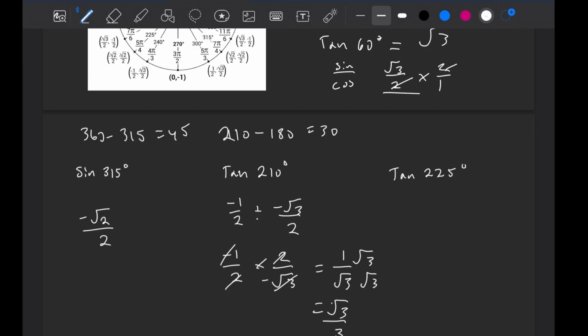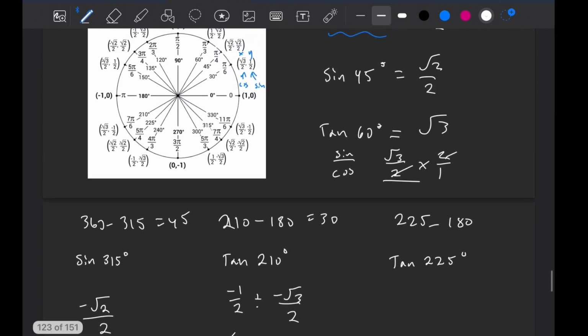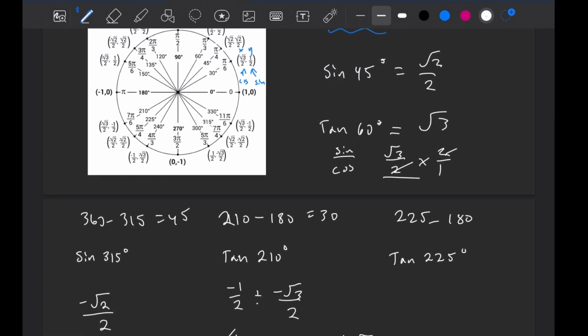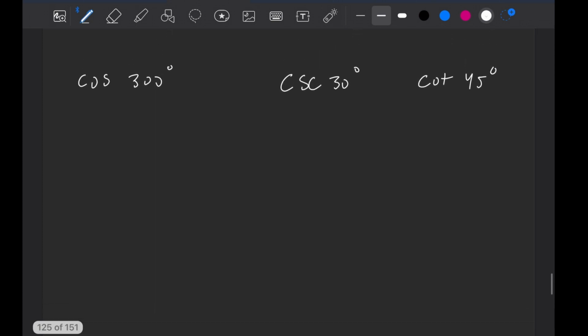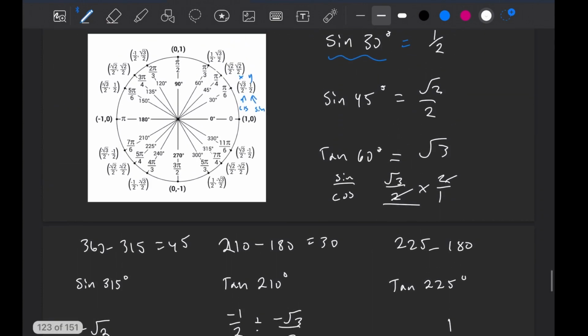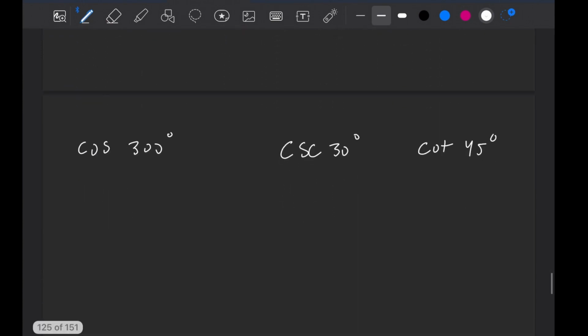Cotangent of 225, we know that the reference angle for this one would be 45 degrees. So that's just going to be negative root 2 over 2 over negative root 2 over 2, which is just 1. Okay, let's try the next ones. So cosine 300, we know 300 is in that quadrant with a reference angle of 60, and then we know that cosine is positive, so if we look up cosine 300, it's just going to be 1/2.